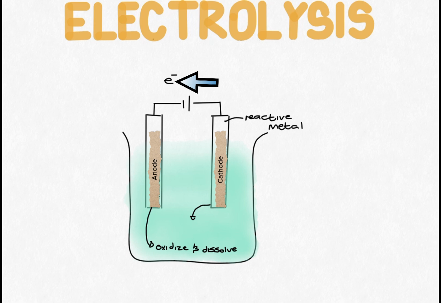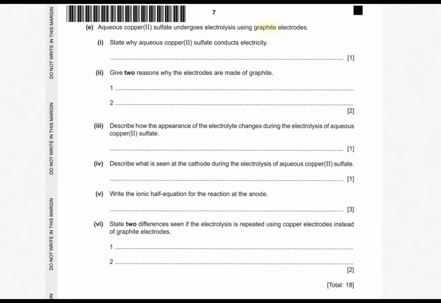Now, at my other electrode, reduction would take place and the electrode will get a deposit onto it. Okay, so now if we look at our question again, they say that we're using graphite electrodes. We know that graphite's inert and won't react with the solution. They then ask to state why aqueous copper 2 sulfate conducts electricity. Now we know that copper 2 sulfate will be able to conduct electricity because it contains mobile ions.